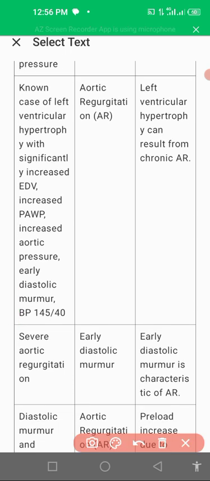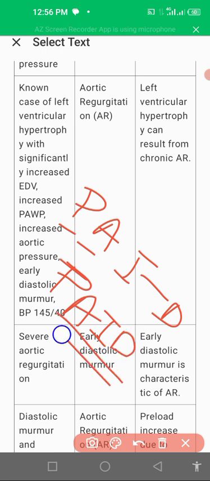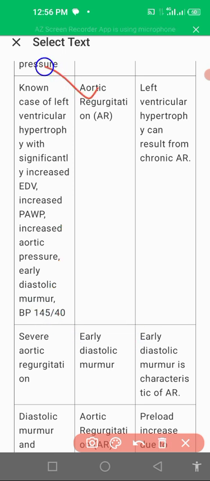Aortic regurgitation, as I already mentioned, pulmonary or aortic regurgitation is always a diastolic murmur. The mnemonic is P A, pulmonary aortic, I insufficiency, and D for diastolic murmur. So aortic regurgitation presents with the diastolic murmur, and there may be left ventricular hypertrophy, a known cause of left ventricular hypertrophy, significant increase in diastolic volume of the left ventricle, increased aortic pressure, and early diastolic murmur.